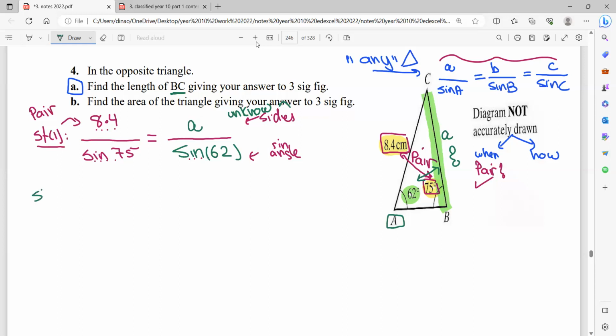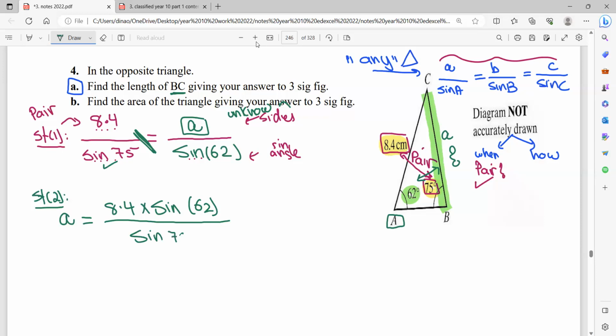And then step number 2 immediately is your cross multiplication. I am required to calculate side A, so I will make A the subject, and I'm sure a year 10 student knows how to cross multiply. These two multiply together, 8.4 times sine 62 divided by the remaining item, which is sine 75. Please remember to close the brackets around the angles. And please always remember to use the calculator once. You don't have to use the calculator so many times.